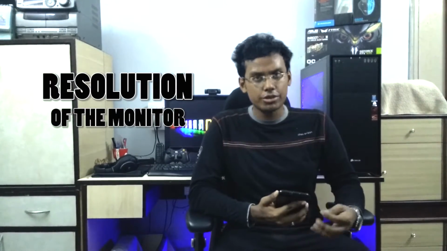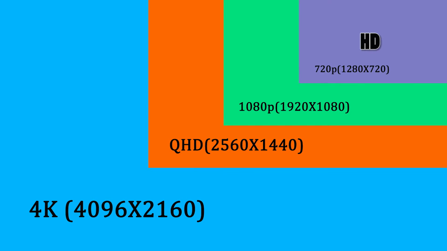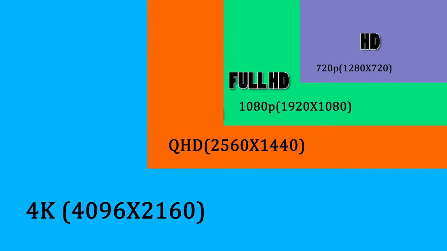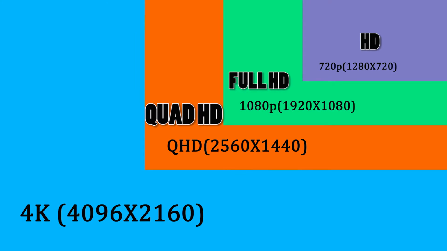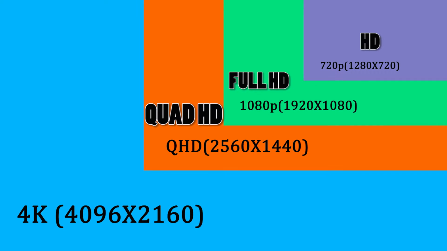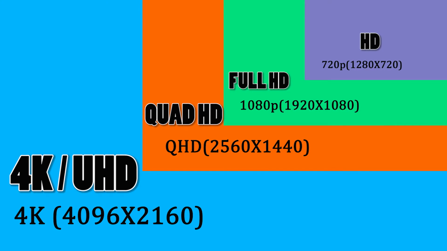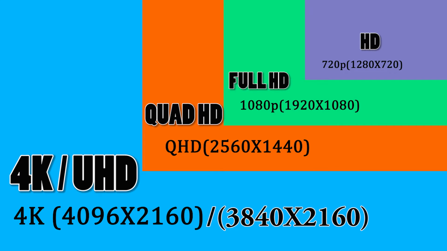Firstly, I'm going to discuss the resolution of a monitor. Resolution means the number of pixels in the monitor horizontally and vertically that decides the clarity of the monitor. For example, HD is 1280 into 720, around 1 million pixels. Full HD is 1920 into 1080, around 2 million pixels. Quad HD is 2560 into 1440, around 4 million pixels. And 4K, or Ultra HD, is 3840 into 2160, which is around 8 million pixels, otherwise known as megapixels.